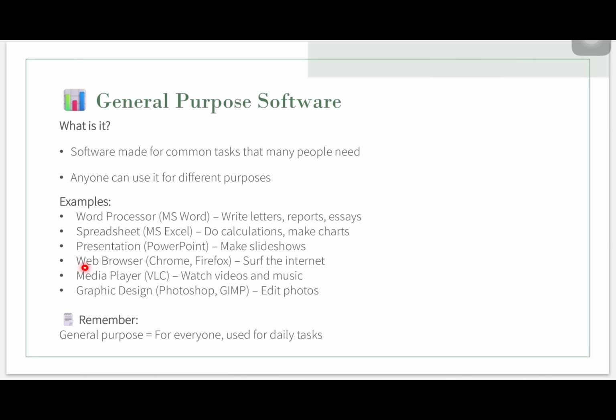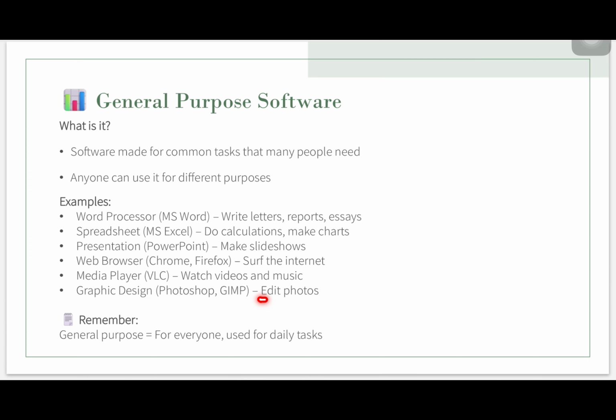Then next one is web browser. What are the examples? Chrome, Firefox. Then we can say Brave, Microsoft Edge. What is the use of it? Surf the internet. Correct. Then media, VLC, to watch videos and music. Then last one is graphic design. What are the examples? Graphic design is also called Photoshop, we can say. See, Photoshop, GIMP.